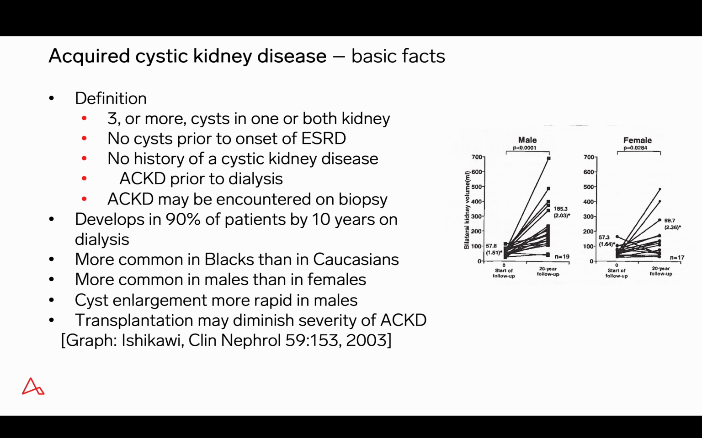Acquired cystic kidney disease is more common in blacks than in Caucasians, and more common in males than females, and this is shown here in this graph on the right, where we can see the cyst enlargement in males and females that is occurring over a 20-year period. And notice this cyst enlargement, where cyst volume is a surrogate marker for cyst size and number, occurs more prominently, more rapidly in males than in females. Renal transplantation may diminish the severity of acquired cystic kidney disease in some patients.